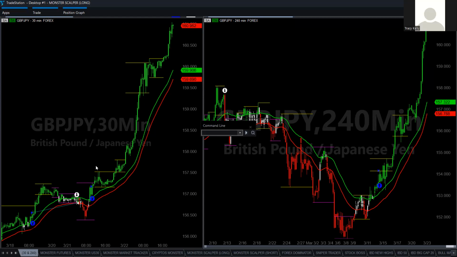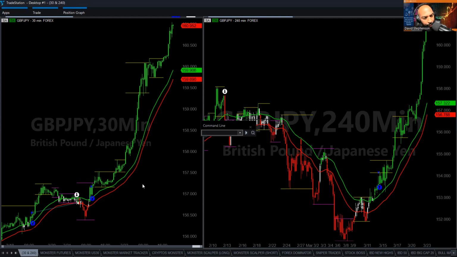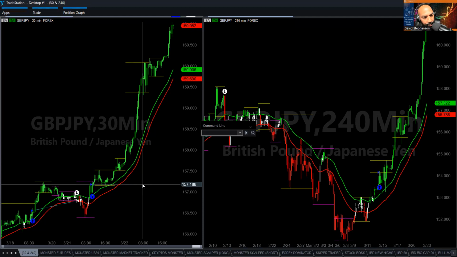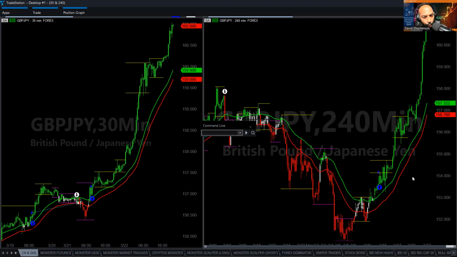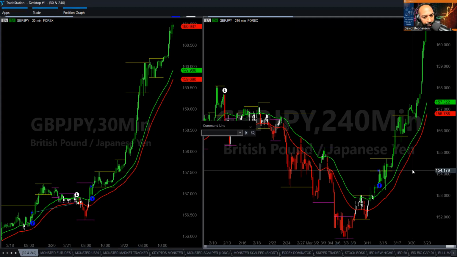Yeah, so wherever your interest. If you look here, your buy signal on the 30-minute time frame on pound yen came in at 157, but on your 240 time frame, it came in at 154. That's why you're going to get different entries on the different time frames. So you'll see us looking at different time frames, especially our more experienced traders.